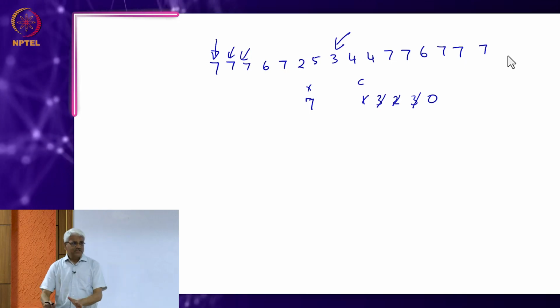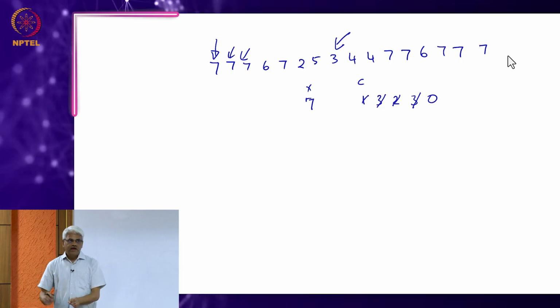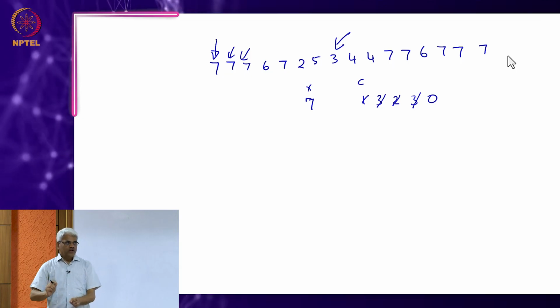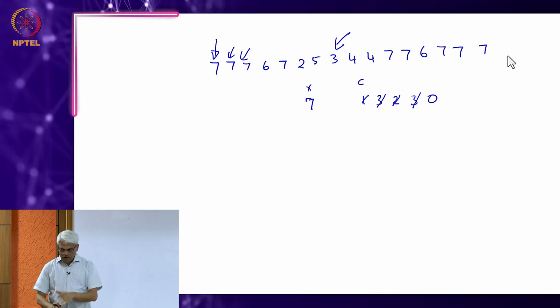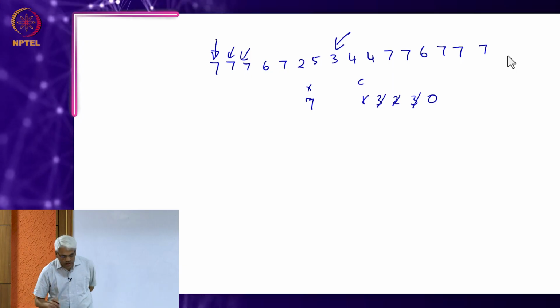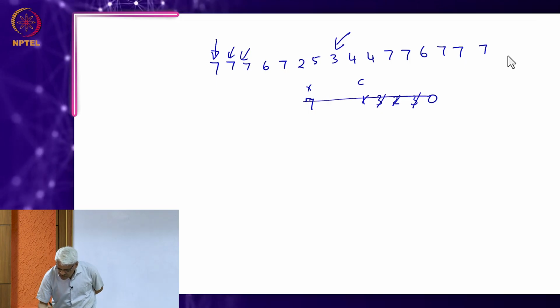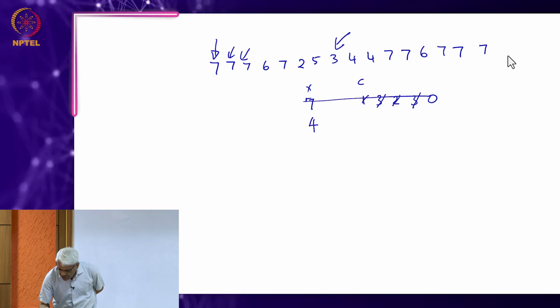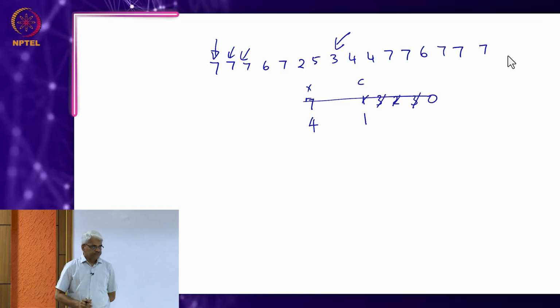Do you understand what I did so far? Whenever I see an element which is equal to x, I increment the counter, and if it's not equal to x, I decrement the counter. Now the counter has become 0, so I'm going to throw this element out. Now 4 comes, so this is thrown out, and because the counter has become 0, 4 is going to occupy it with the counter 1.